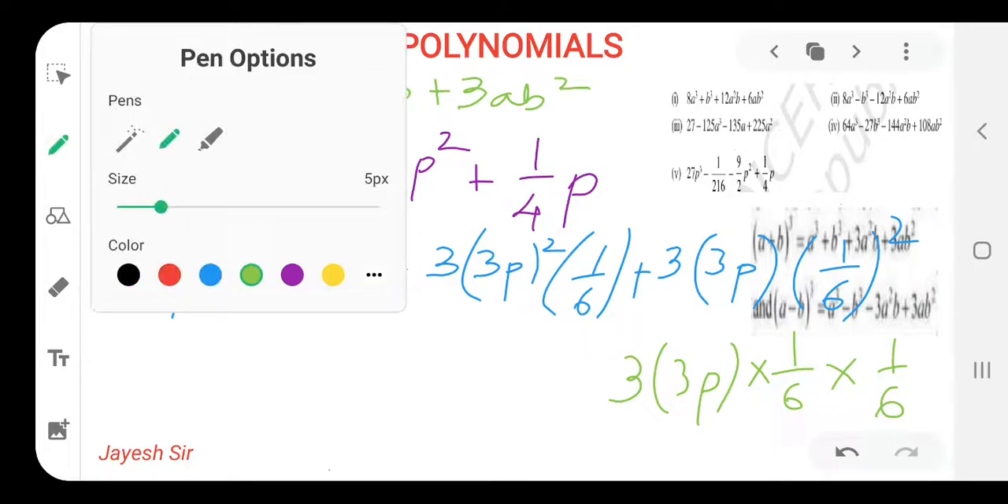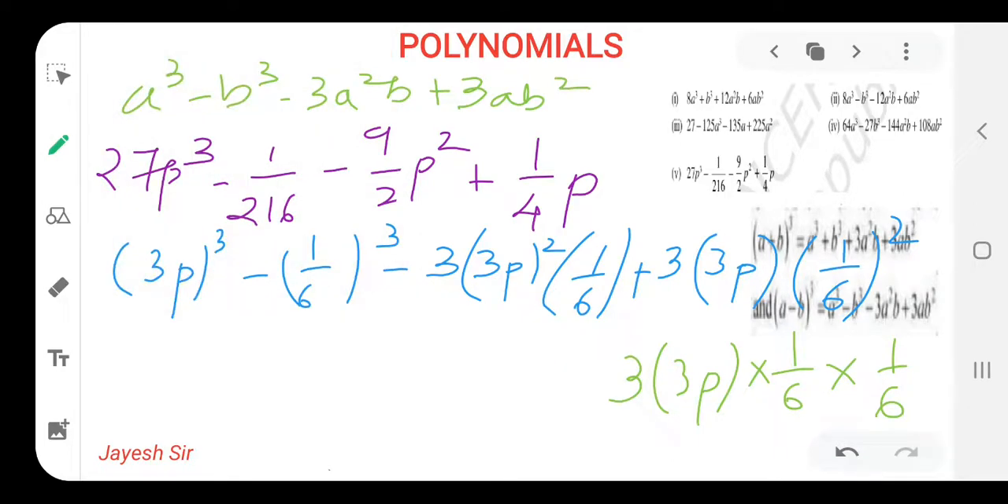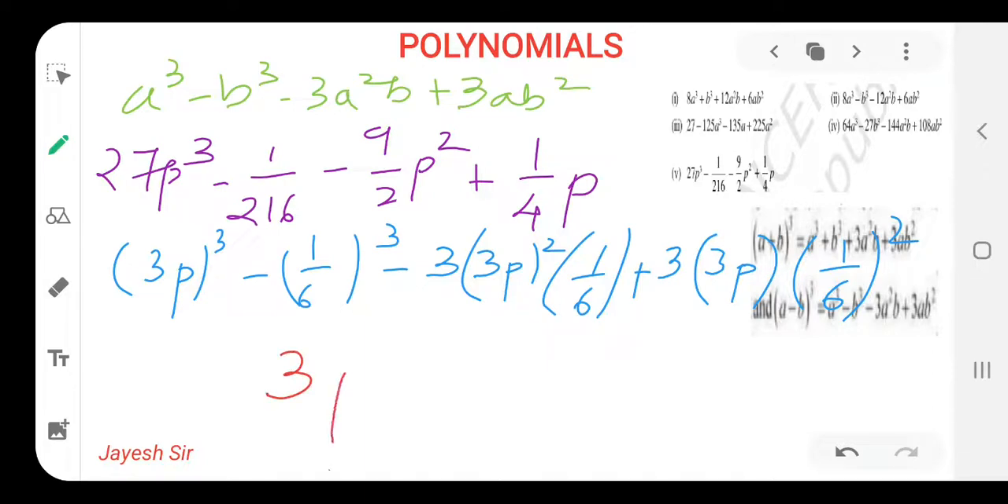Now how will we cancel that? That needs special attention. 3 2s are 6, 3 1s are 3, 2s are 6. Then what we have got is 1 by 4p. Yes, as per our question we are getting it correctly. I hope you all might be getting it. So in this way we can check that we have assumed the values of a and b properly. So we'll write the final step, that is (3p minus 1 upon 6) the whole cube. That is our correct answer, friends.